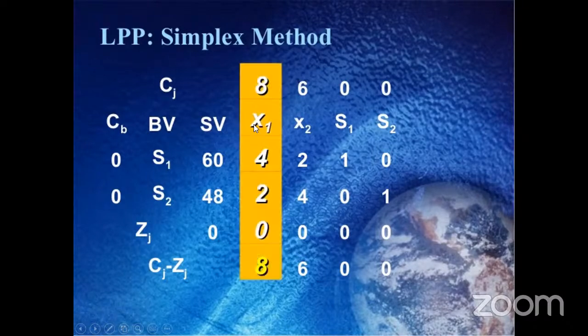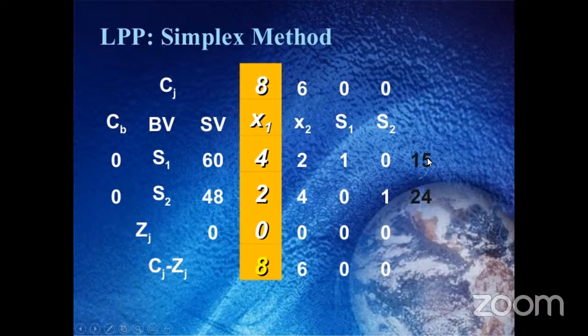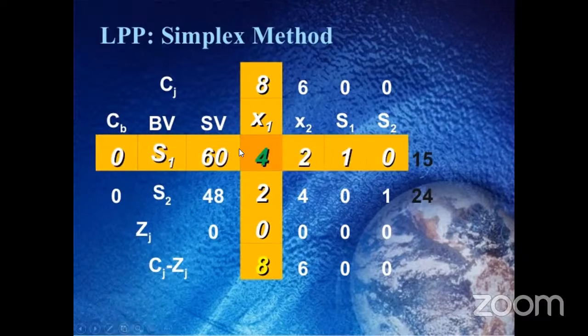So this column is totally called the key column. After we got this key column, the solution values are divided by the key numbers. So 60 divided by 4, 48 divided by 2, you'll be getting the ratios. The minimum ratio of these two is considered the key row. So 15 is the minimum. So this row is considered the key row and the intersecting value is called the key element. So 4 is the key element to find the solution for us.